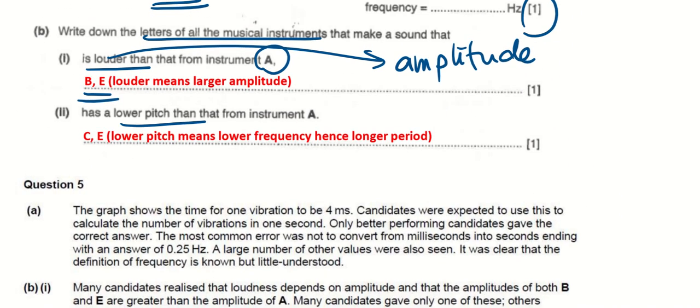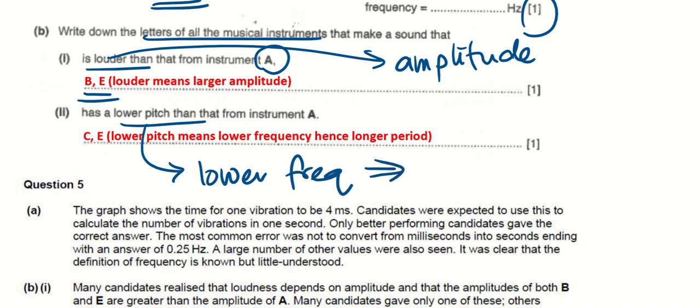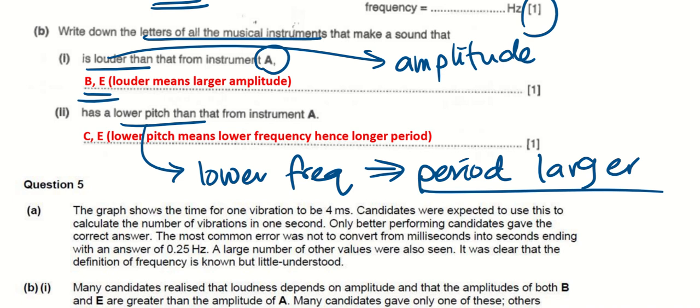Now, lower pitch than that from instrument A. Lower pitch means lower frequency. If I have lower frequency, it means my period must be larger, right? Now, you can only get period from the PT graph or DT graph. You cannot get frequency directly, you need to do a 1 over to get it. But you can see how many waves are completed, and that sort of gives you an idea as well. So it will be C and E.